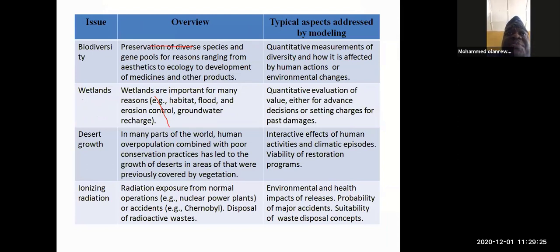Preservation of diverse species and gene pools for reasons ranging from just beautification to ecology to development of medicine and other products. We are blessed in Nigeria. I remember when Professor Frank Sotte, when I brought him down to Nigeria, from National Medical Center down to University of Lagos, Ibadan, to University of Ilorin, down to Usmanu Danfodiyo, Sokoto. What he saw was this issue of grain thing.